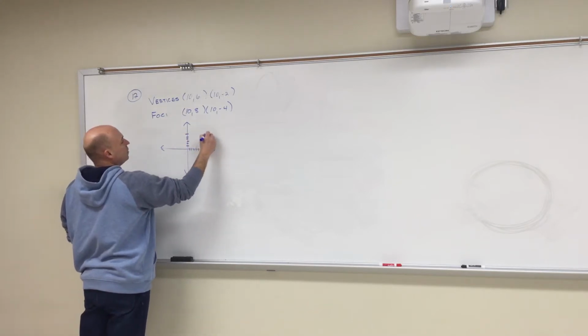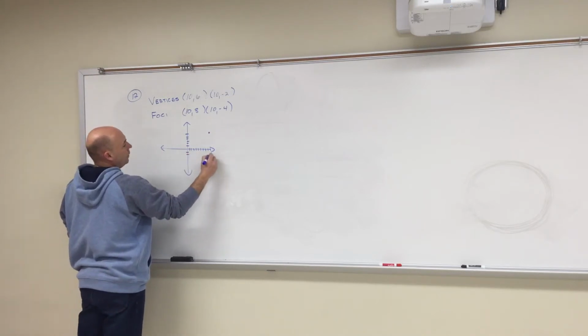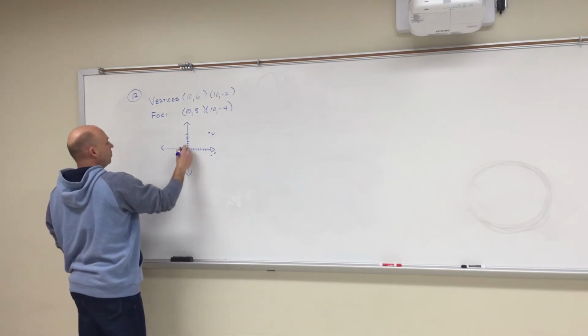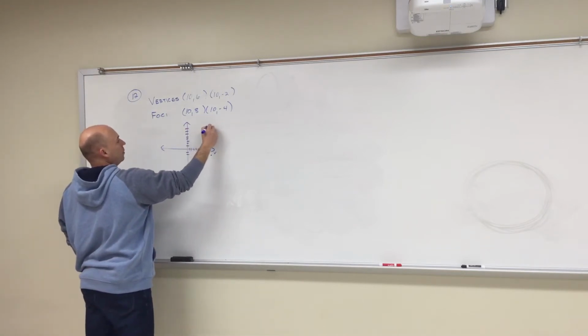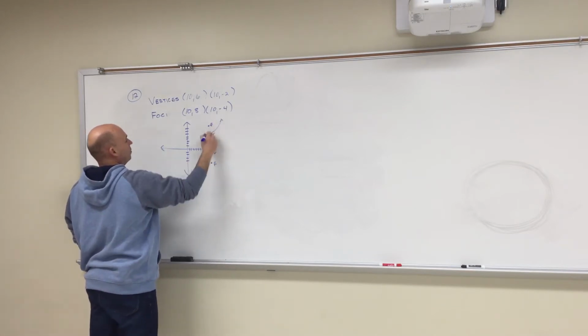So 10, 6 is going to be about right there. 10, negative 2 is going to be about right here. So there's my vertices. My foci are at 10, 8, so 6, 7, 8, and 10, negative 4. Okay, so I know my graph is going to be doing this.